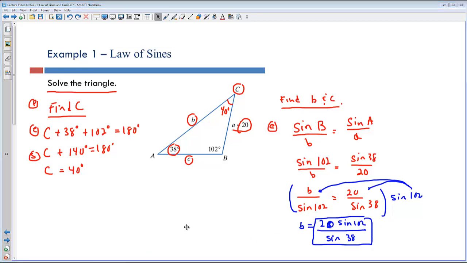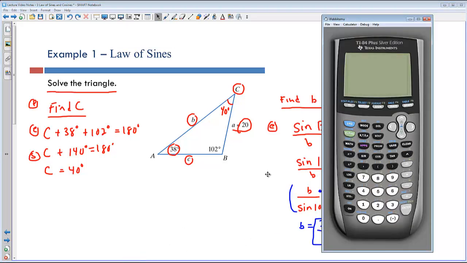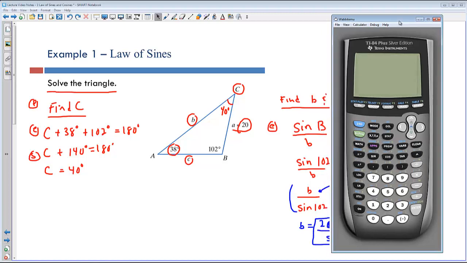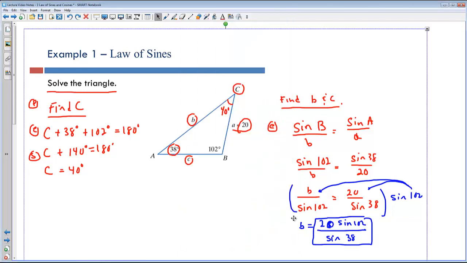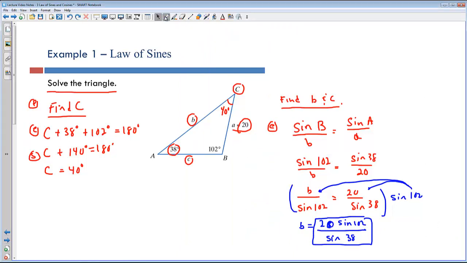So if you have your calculator, take out your calculator, and make sure your calculator is in degrees. So let's put our calculator into degrees here. Hit mode, change this to degrees, and now I can crunch b. It's going to be 20 sine of 102 in parentheses, then divide by sine of 38 in parentheses. And so to one decimal place, it's about 31.8. So let's write this down here, 31.8.